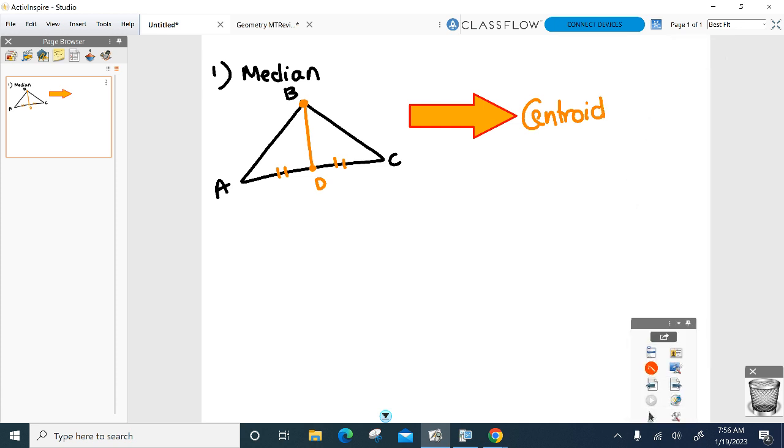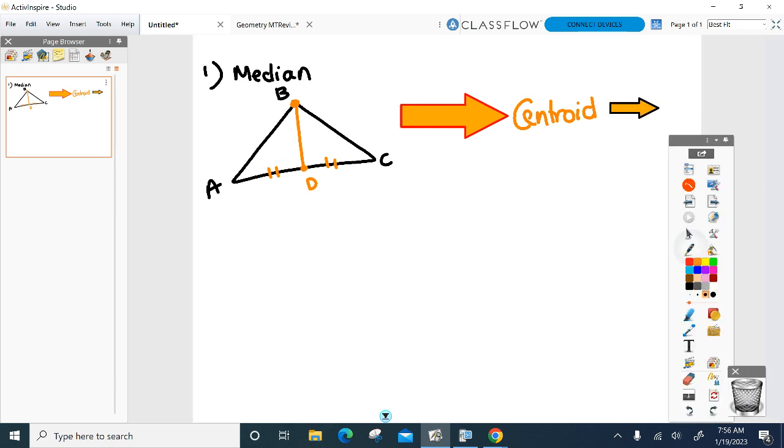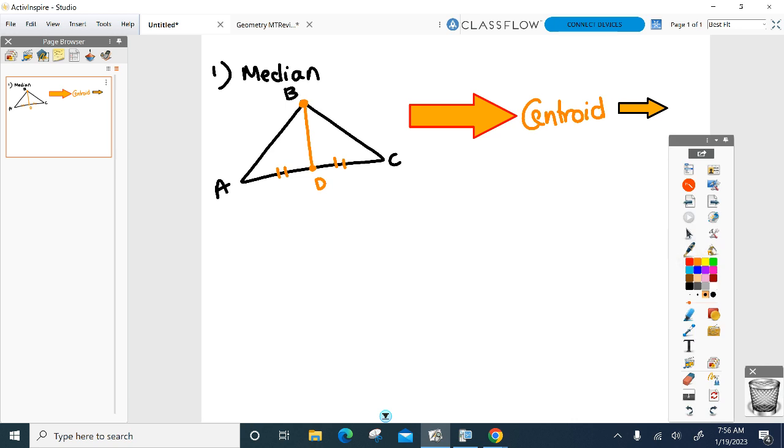Let's keep talking. And what's the fact about a centroid? We're going to go into the midterm knowing. Centroid breaks the median into 2 to 1.